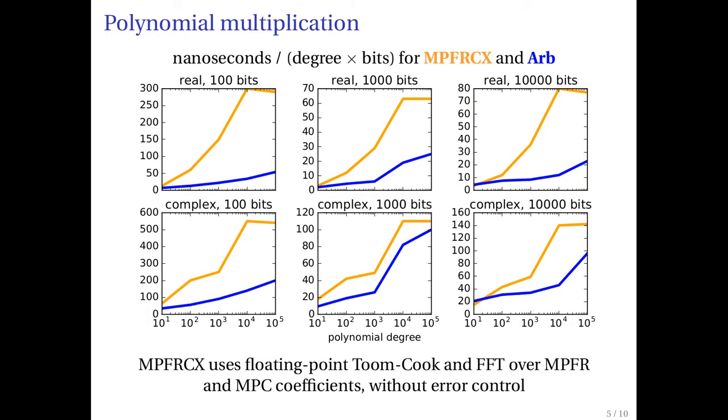Polynomial multiplication is an important kernel operation for many tasks. On this slide, we see the time to multiply polynomials with real and complex coefficients for degree between 10 and 100,000 and precision between 100 and 10,000 bits. ARB is significantly faster than MPFR-CX, which uses a floating-point FFT without providing any guarantees about the error. In fact, ARB not only tracks error bounds automatically, it uses an exact algorithm internally, which gives much better error bounds than a numerical FFT.